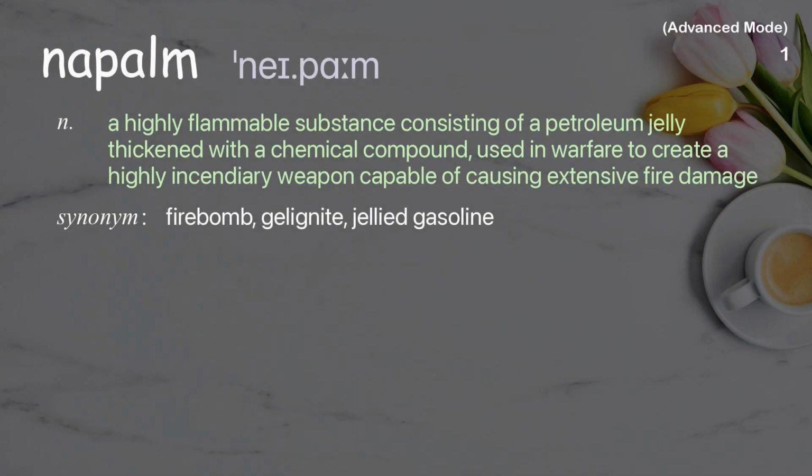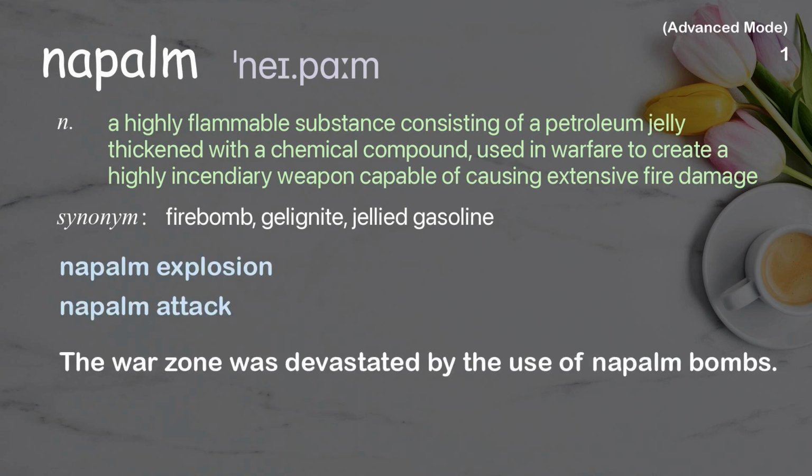Napalm. A highly flammable substance consisting of a petroleum jelly thickened with a chemical compound, used in warfare to create a highly incendiary weapon capable of causing extensive fire damage. Examples: Napalm explosion, napalm attack. The war zone was devastated by the use of napalm bombs.